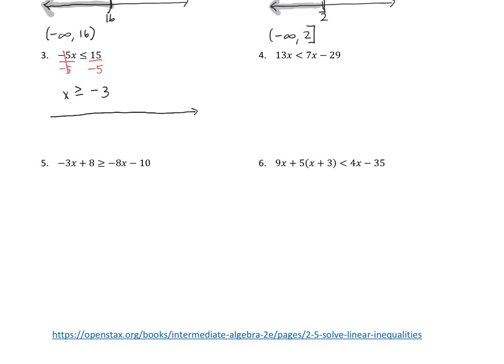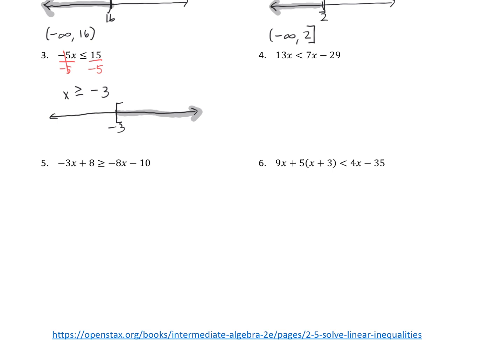I've isolated x, so I'm going to draw my number line and put my boundary point on it. It says greater than. That means I'm going to shade to the right. And since it says greater than or equal to, I'm going to have a closed circle or a square bracket.